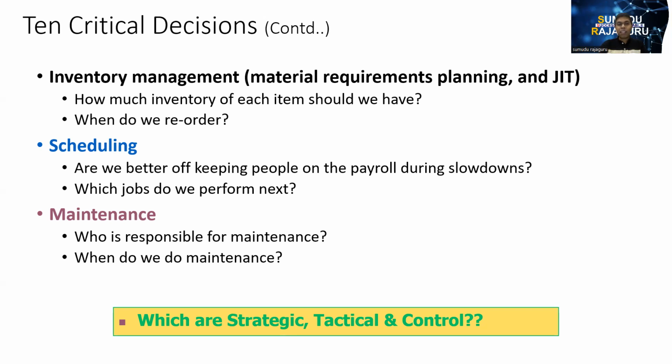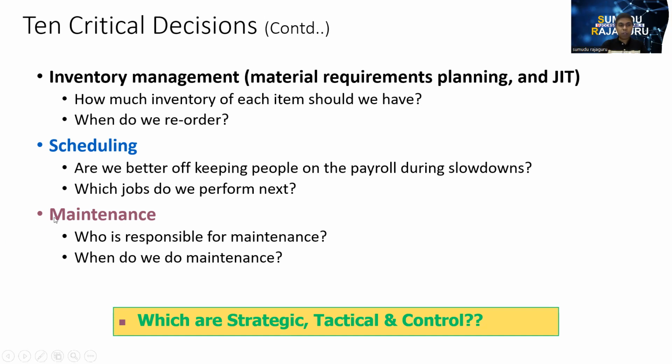Then already we discussed the 10 critical decisions. We have to think, okay, what are the strategic related decisions? What are the tactical and what are the control? That's what we have to think. Sometimes in each and every critical decision, we have to take the strategic level of things, the tacticals and control, all these kinds of decisions we have to take.